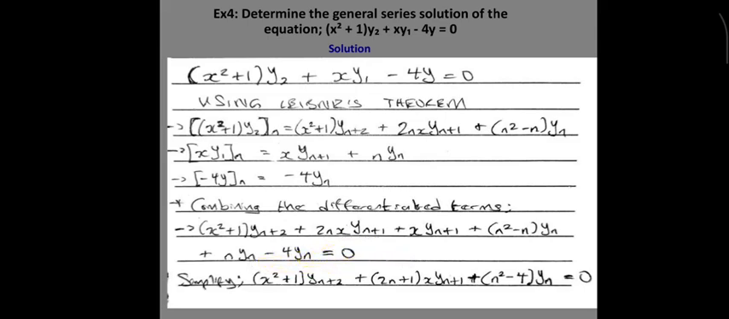Now we'll simplify the y subscript n plus 1. So we have s is common, so we'll be left with 2n plus 1 as a factor or a coefficient. Now for our y subscript n, we have this n square minus n plus n. So plus n minus n cancels out, so we'll be left with what? n square minus 4 multiplied by y subscript n equals 0.